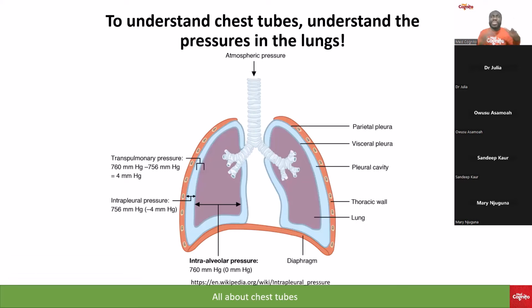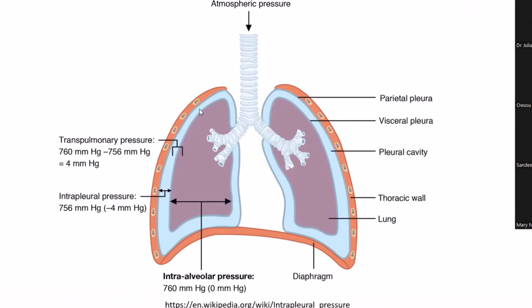We are not going to get into deep anatomy and physiology. We are just going to go straight into what is necessary so that you can ace anything which comes with chest tubes. Number one, because we are talking about chest tubes, that means we are talking about the chest. So to understand chest tubes, one thing I need you to always remember is pressures in the lungs.